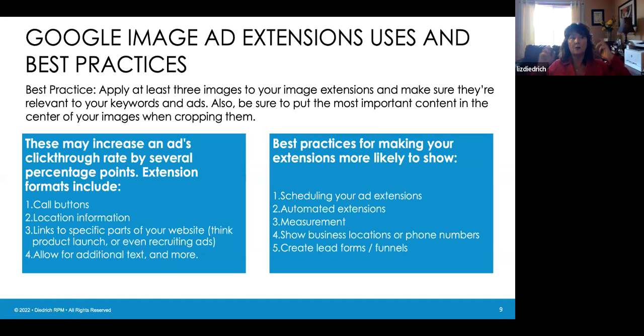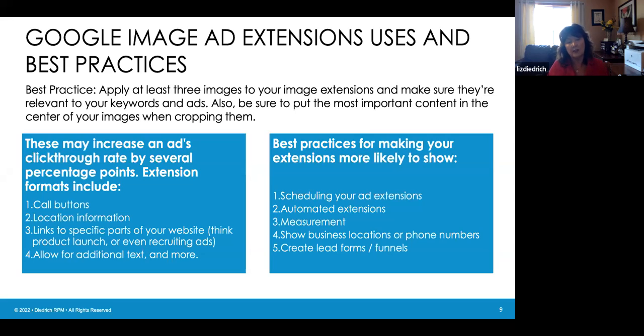So if you're doing a new product launch or a new service launch, make sure you have a link to that so that you're adding content to that extension. And then, again, adding more content is always better. The other thing to think about is obviously you want your ad to be shown. So scheduling the ad extensions, and if you're doing automated, make sure that those are being structured correctly. Make sure you're thinking about measurement and incorporating lead tracking wherever possible.